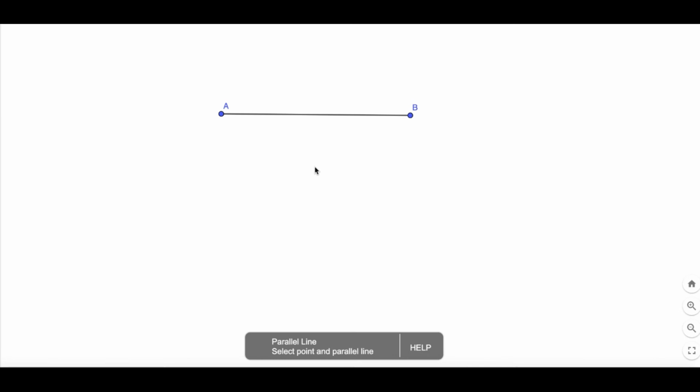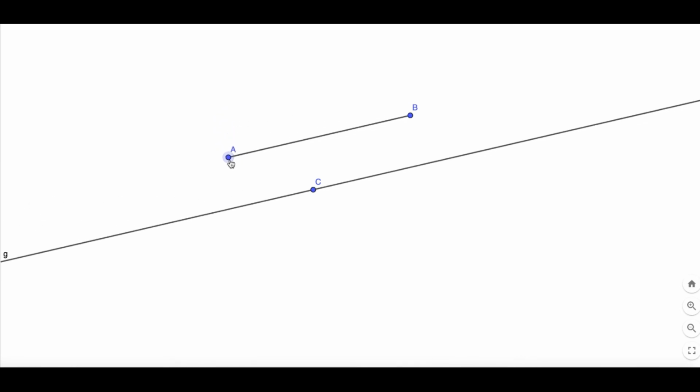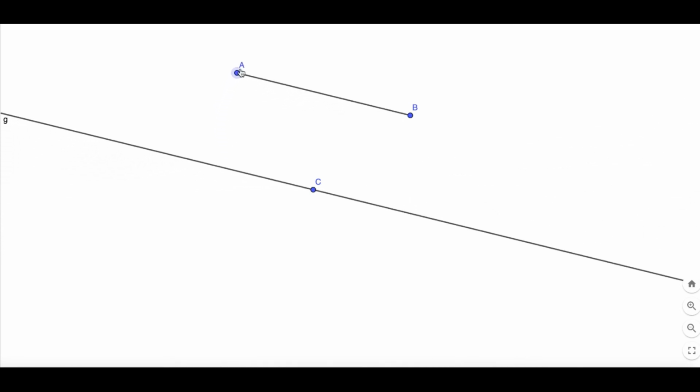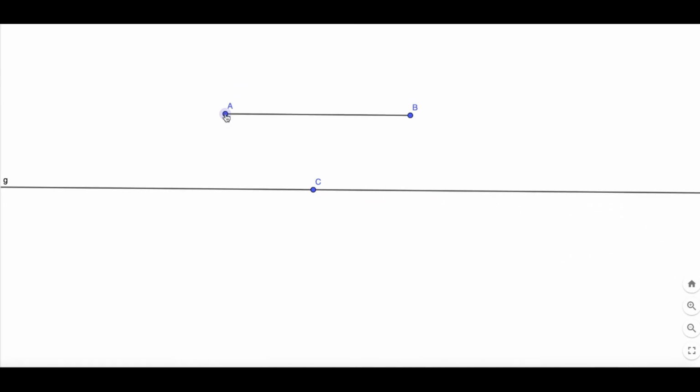And of course we want to make sure that we get a parallel line to that. And I'm selecting a point C, which I want to be parallel to AB. And I want to show you that as I move my segment AB, my parallel line will move accordingly.